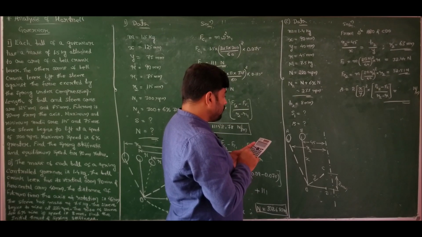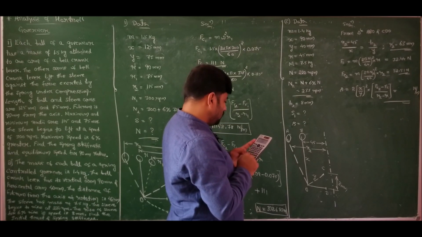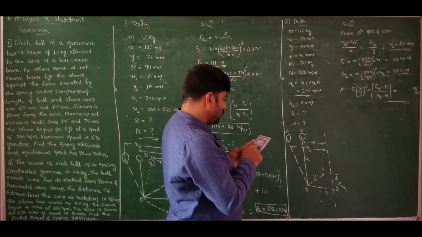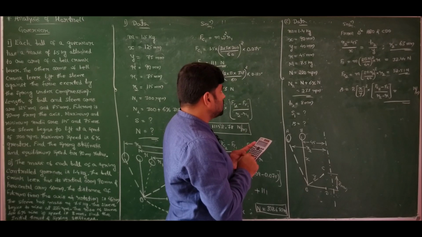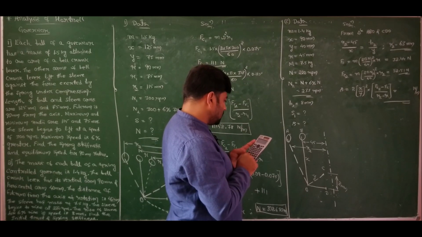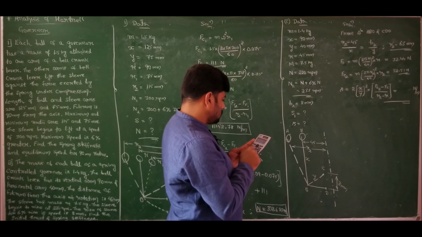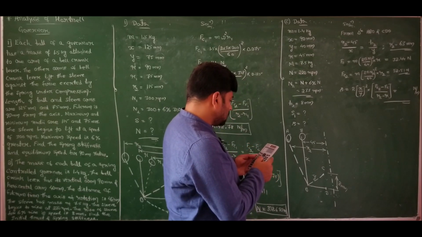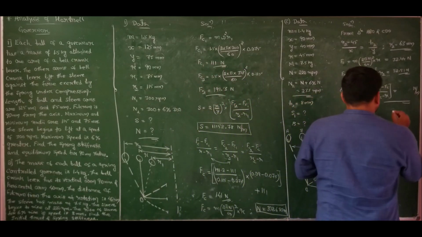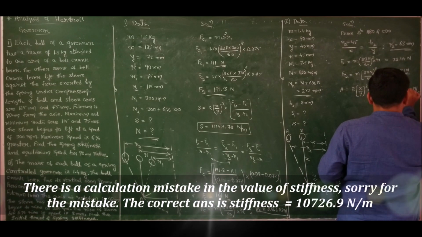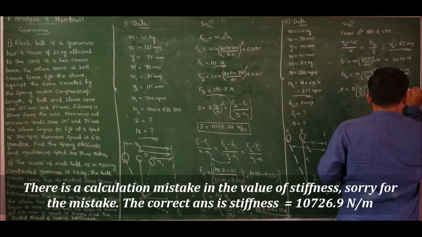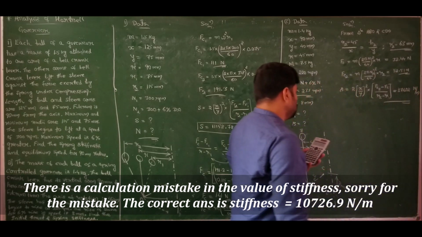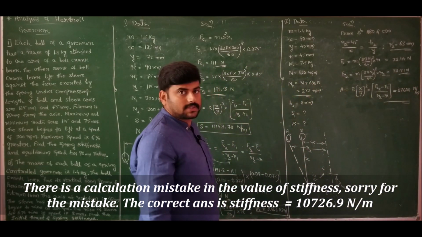Into 90 by 40 whole square into Fc2 is 52.51 minus Fc is 33.44, divided by R2 minus R. R2 is 0.063 minus R is 0.045. If I solve, I'll get the answer as 27,602 newton per meter. That is the spring stiffness.